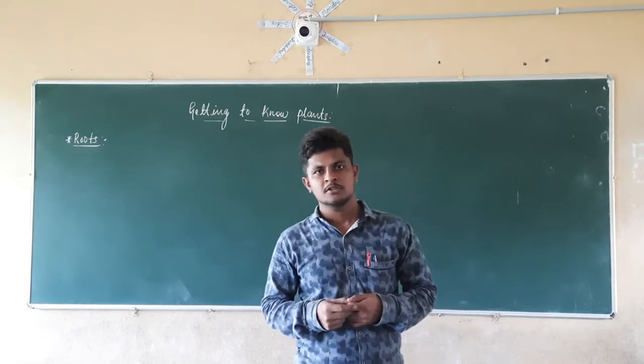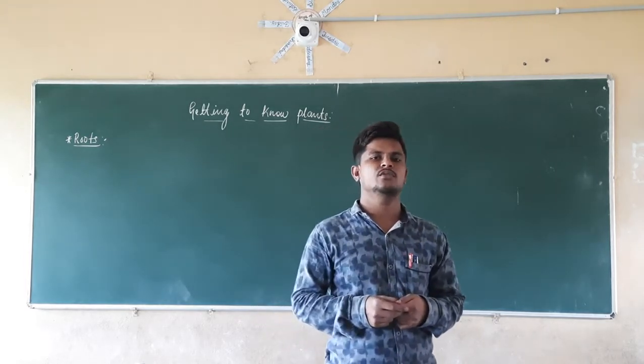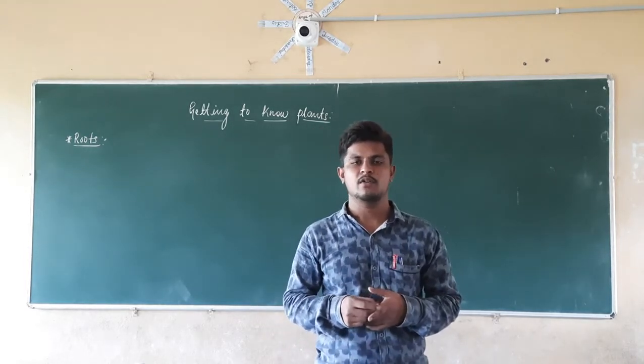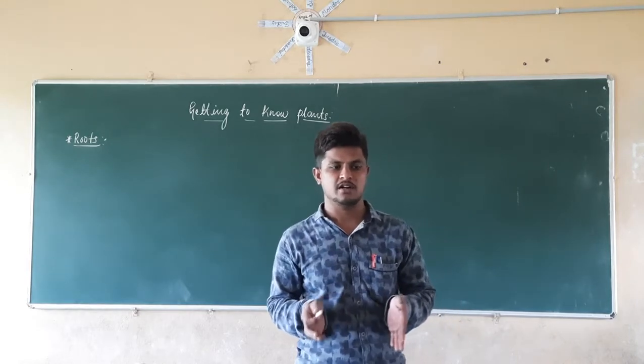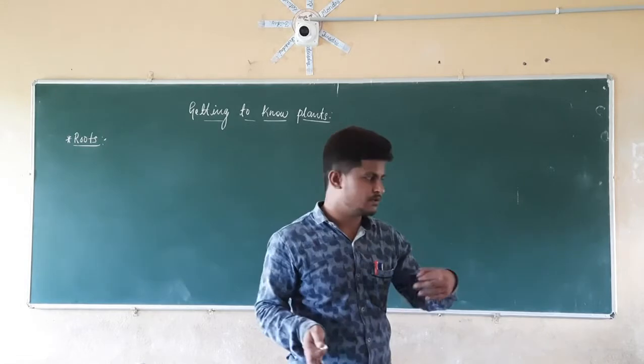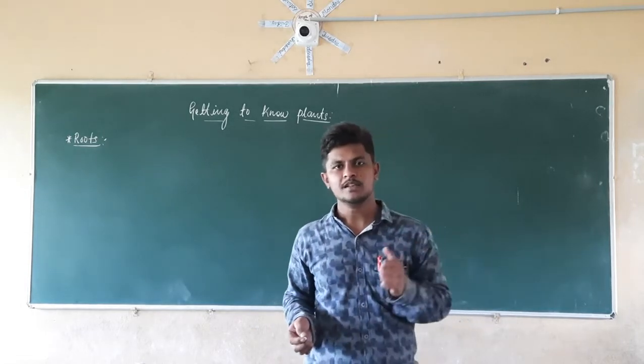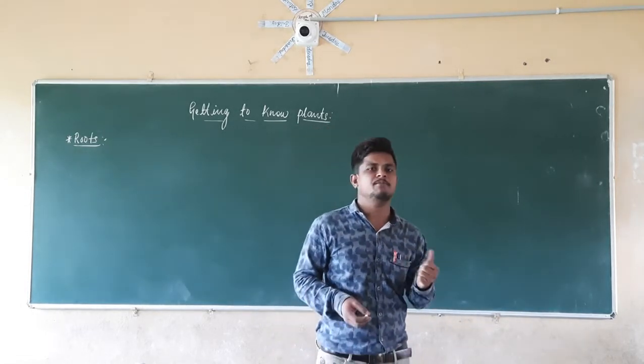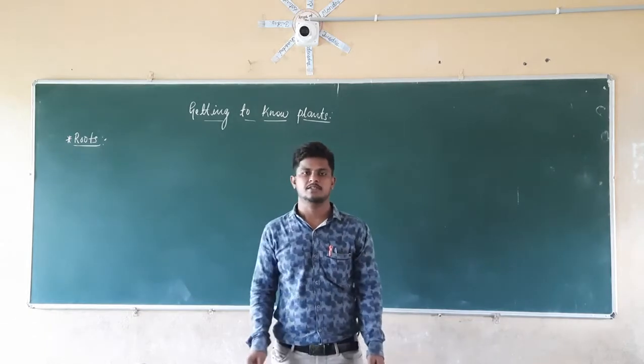So in the last class we discussed that leaves perform two important functions. The first function is transpiration, that is, evaporation of water. Whatever water is present in excess amount is thrown away into the atmosphere by the leaves of the plant. That process is known as transpiration.